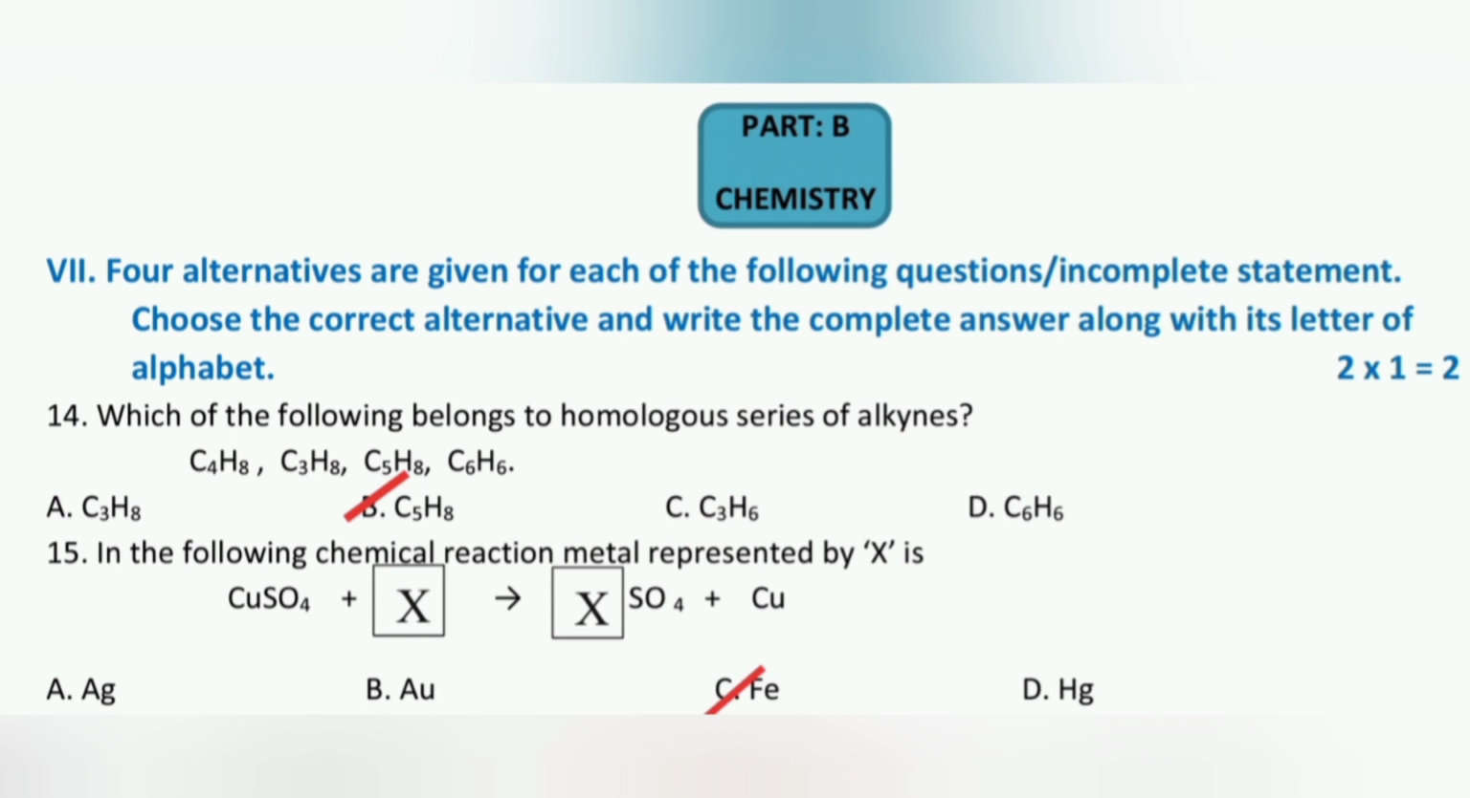In the following chemical reaction, the metal represented by X is: CuSO4 plus X gives XSO4 plus Cu. The correct answer is option C, iron, as a displacement reaction will take place. The more reactive metal replaces the less reactive metal in the solution. Hence the correct answer is option C, iron.